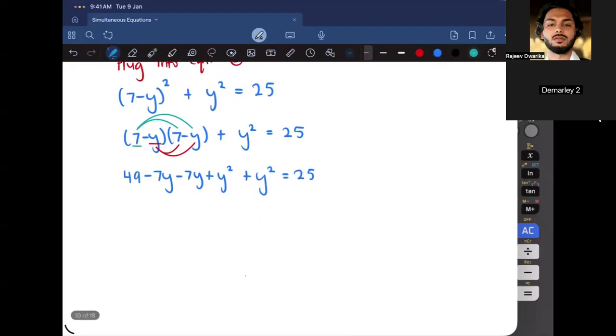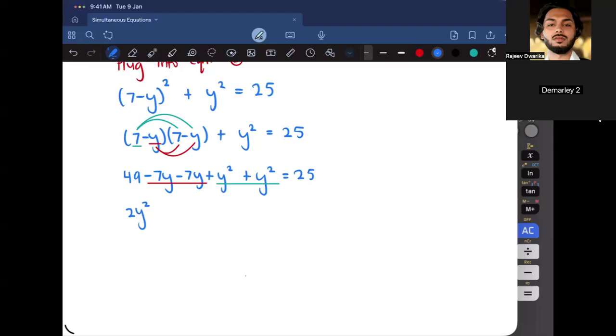We're going to group together the like terms. So we have Y squareds, we have two Y squareds, we have 1Y, negative 7Y, and we have a number. If I have Y squared and Y squared, wouldn't that be 2Y squared? Right, so 2Y squared. And then minus 7Y minus 7Y.